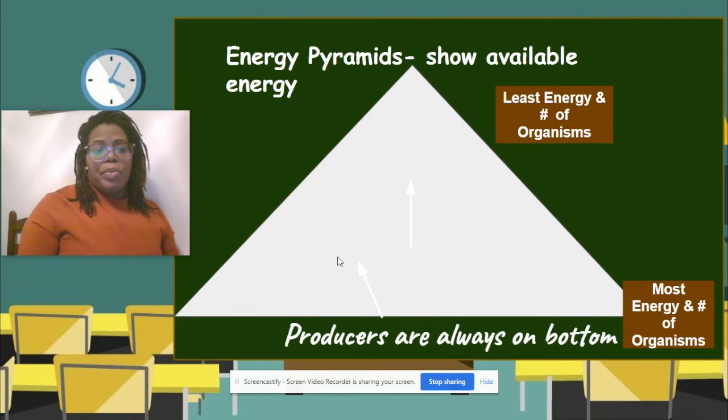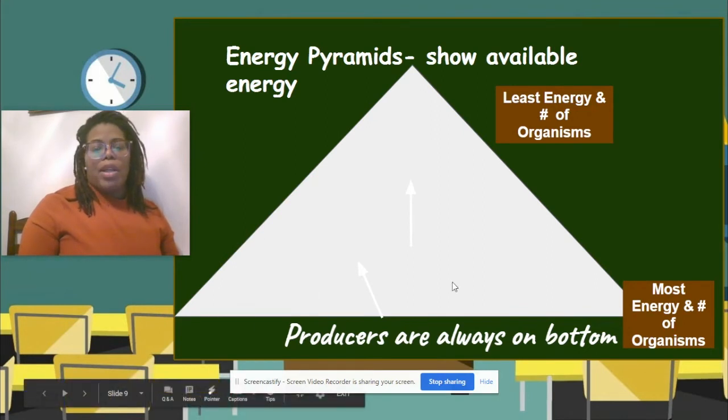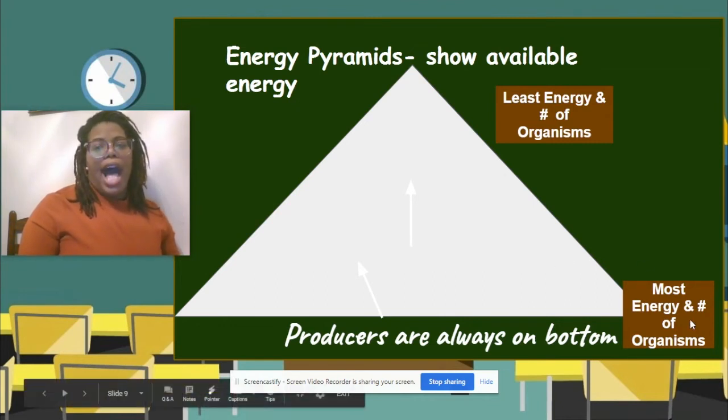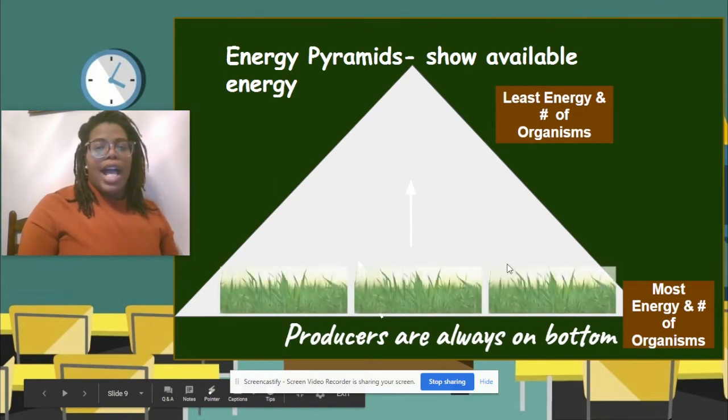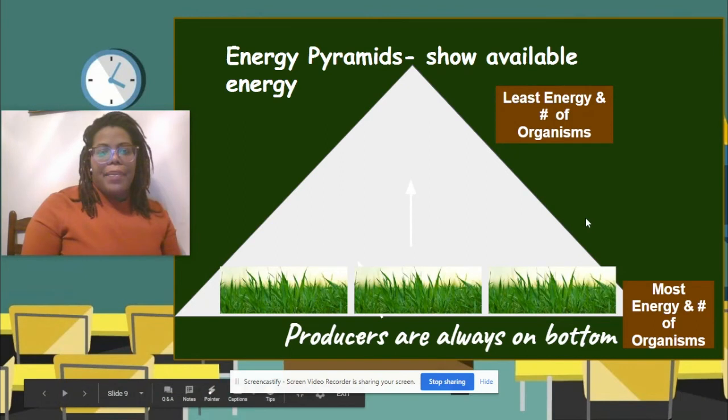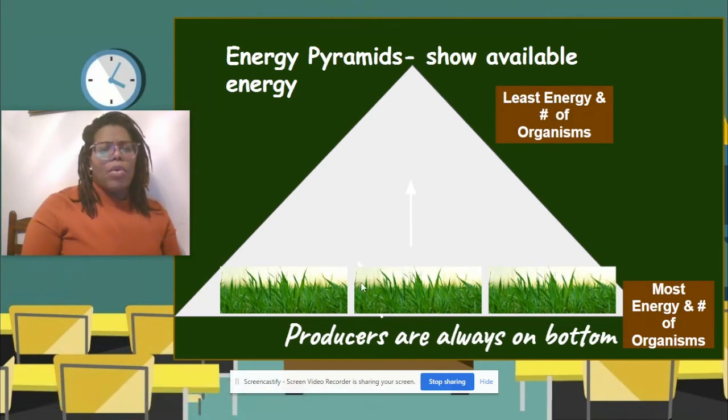When we look at our energy pyramid, the producers should always be on the bottom of the food chain because we're going to have the most energy in those producers, and therefore you should have the highest number of organisms at the bottom. And we know that producers, or our grass, is going to get its energy from the sun. 100% of the energy is available to the grass because it's getting it from the sun, which doesn't run out. So we have 3 pictures of grass here to represent that. And then from our food chain, what ate the grass?